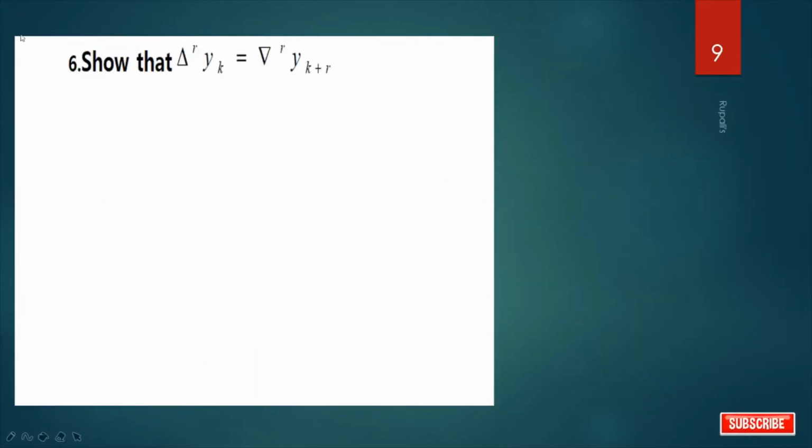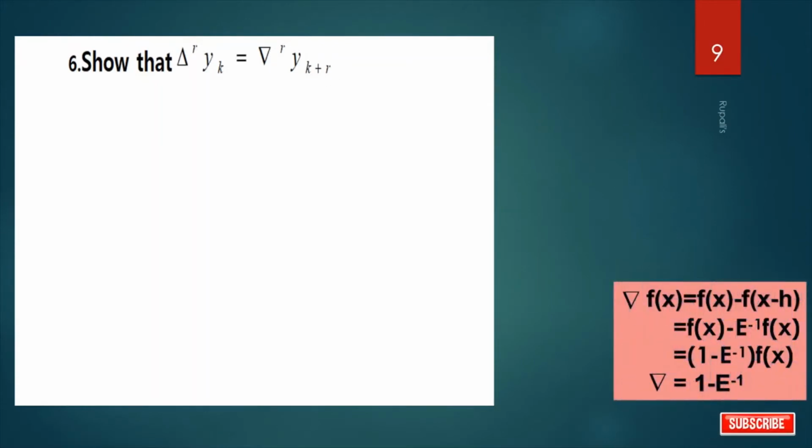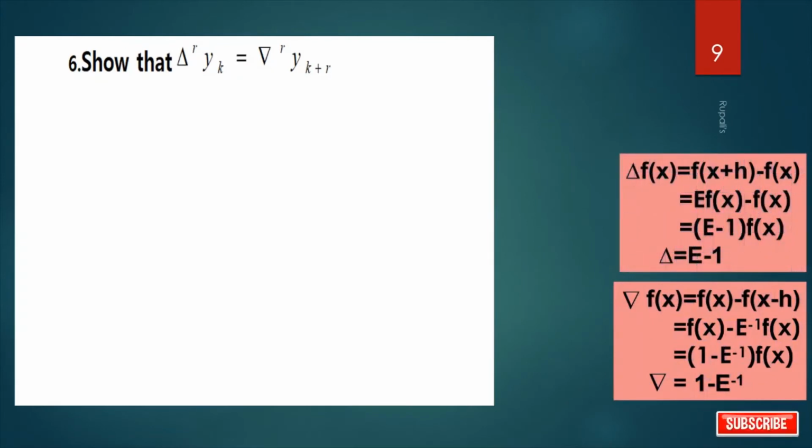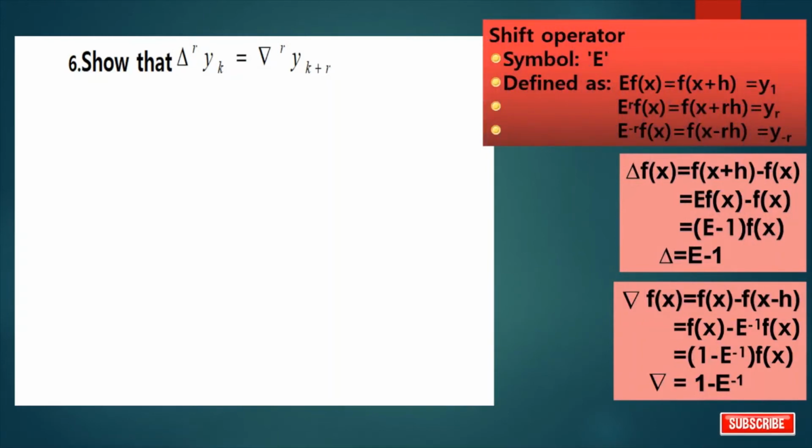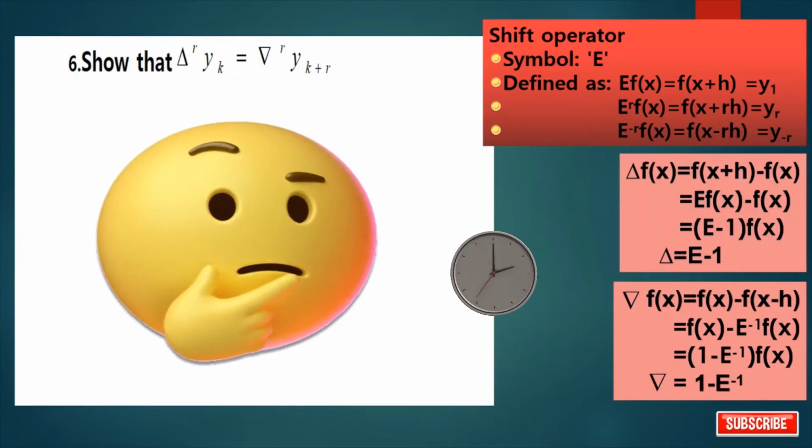Our next problem is: show that delta to the power r yk equals nabla to the power r y(k plus r). I am giving hints. This is the relation between backward difference operator and shift operator. This is the relation between forward difference operator and shift operator, and this is the shift operator. Now think. I am giving 10 seconds to think.